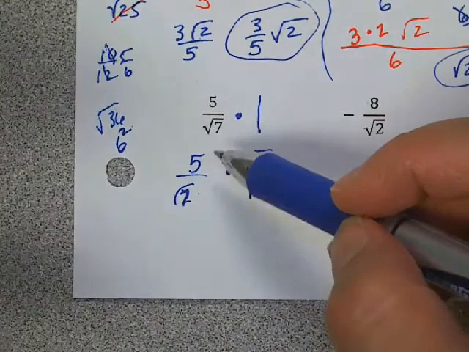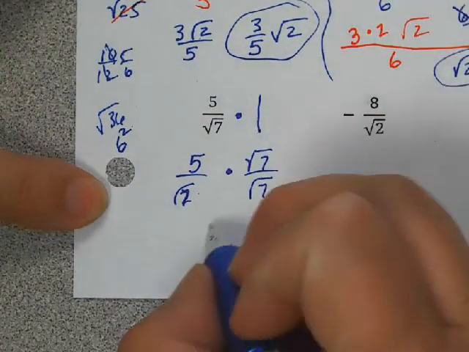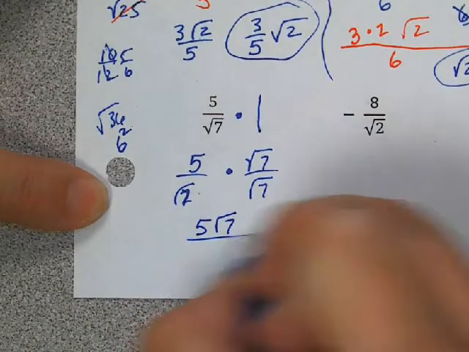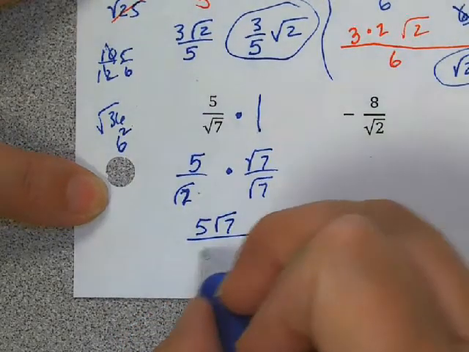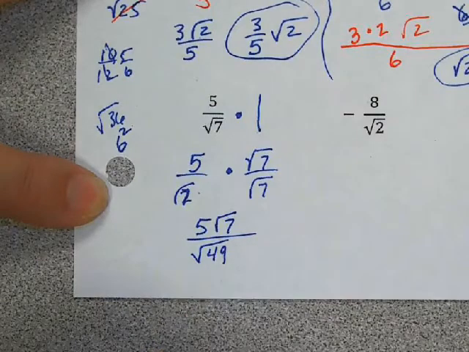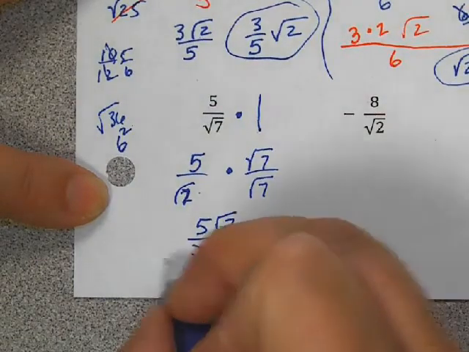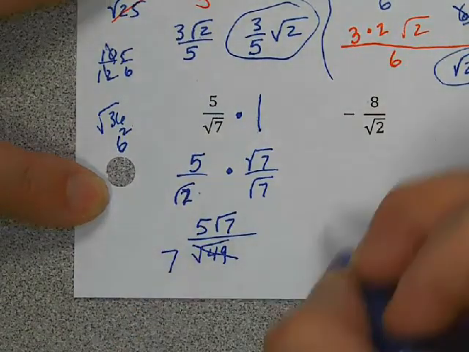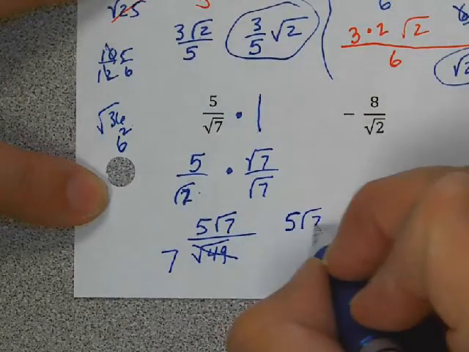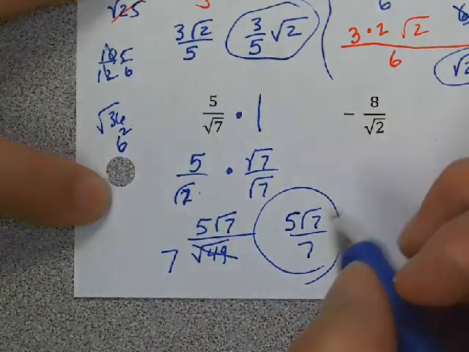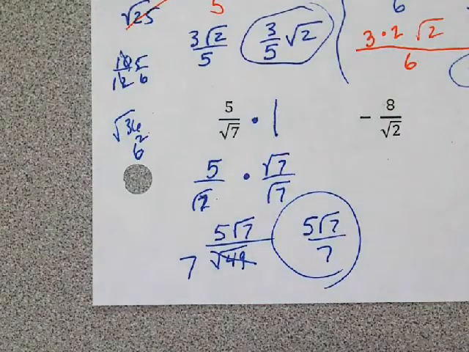But watch what happens when I multiply. On the top, I'm going to get 5 square root 7. But on the bottom, I'm going to get square root 49, and the square root of 49 is 7. So my answer is 5 square root 7 over 7. And this has solved the problem of having a square root in the denominator.